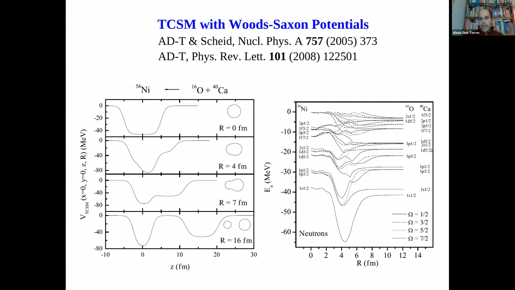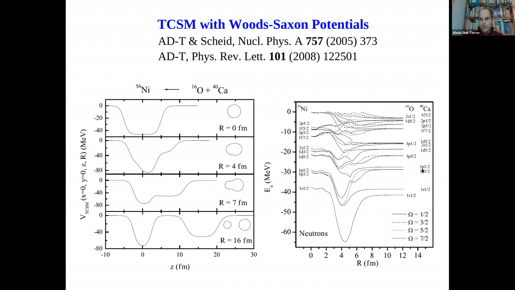Here is a typical spectroscopic representation of those states. S, P, D correspond to orbits with different orbital angular momentum, L. And the 1/2, 3/2, etc. are values of the total angular momentum.